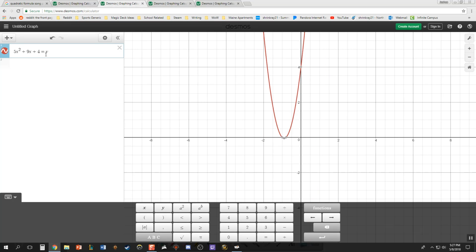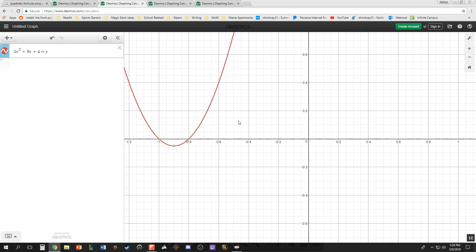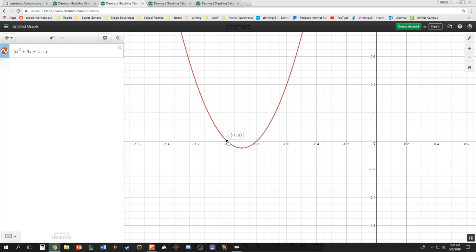So here's our graph. And we got it spread out. So let's zoom in. Makes it a little bit easier to see. So our negative 1 is right there. That part looks good. And negative 8 tenths, which is the same as negative 4 fifths, which means that we must have done this correctly.